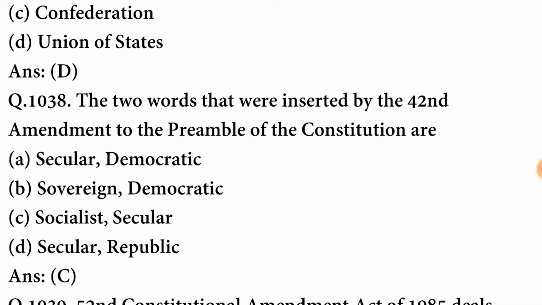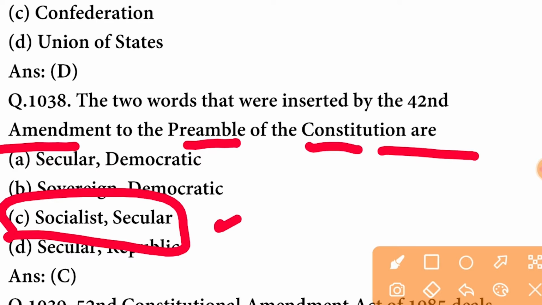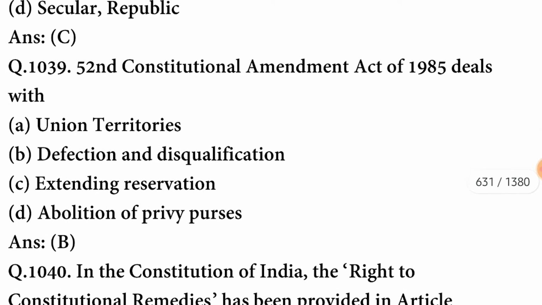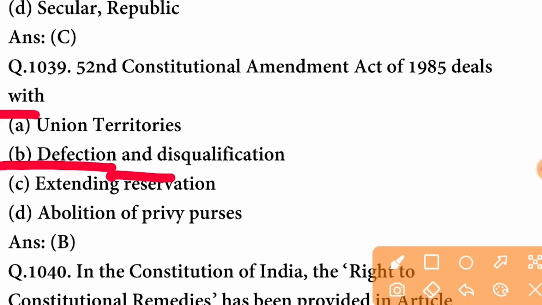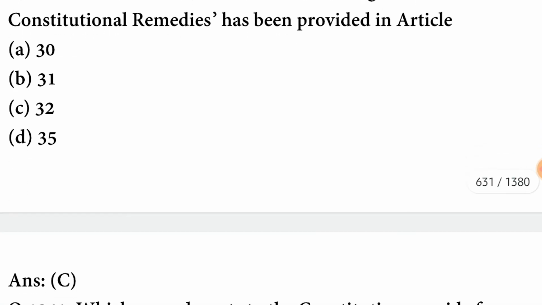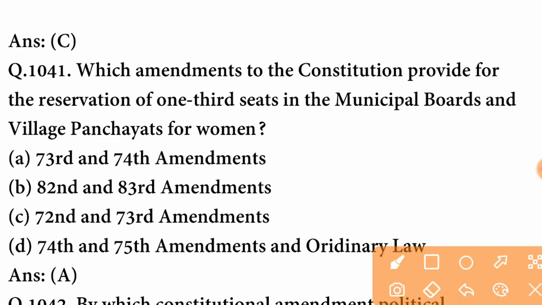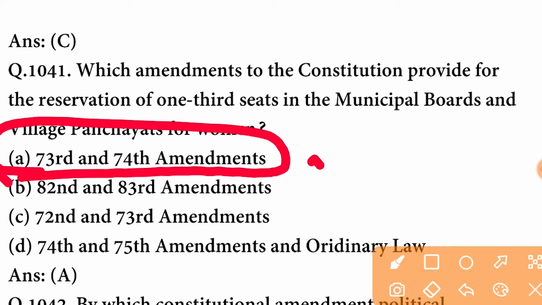The two words that were inserted by the 42nd Amendment to the preamble of the Constitution are socialist and secular. The 52nd Constitutional Amendment Act of 1985 deals with defection and disqualification. The option is correct. In the Constitution of India, the right to constitutional remedies has been provided in Article 32. Which amendments to the Constitution provide for the reservation of 1/3 seats in the municipal boards and village panchayats for women? The amendments are the 73rd and 74th amendments.